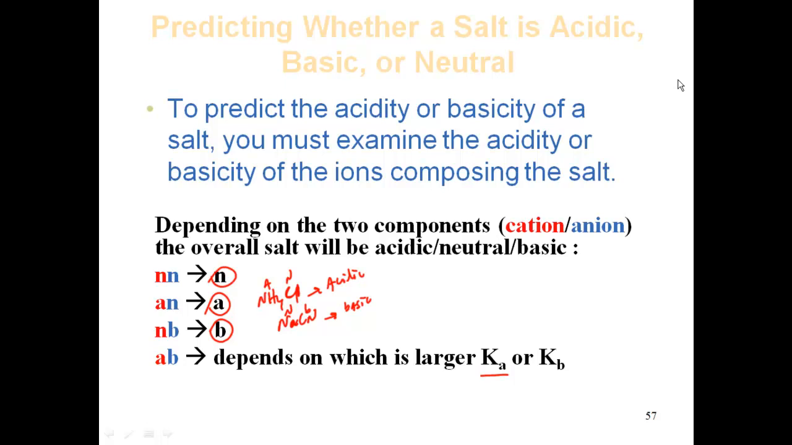Now, this is not one that we're going to run into in this class. Everything we're going to do is going to be one or the other: either neutral, acidic and neutral, or neutral and basic. But I do want you to realize that it is possible that you have acidic and basic, and what's going to dictate that would be the Ka or Kb.